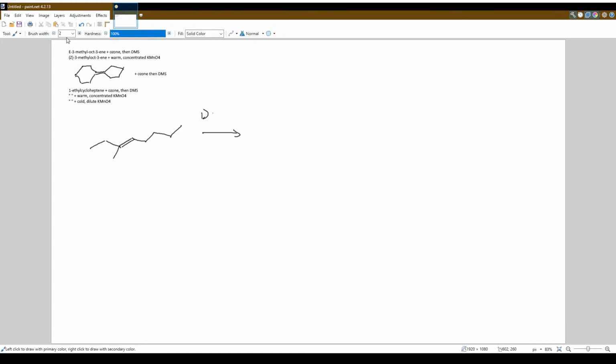Plus ozone, then DMS. And we're going to be slicing this here, so we should get this, and I'll just say butyl. 1, 2, 3, 4. Yep. Okay. And then Z version. Right. 1, 2, 3, 4, 5, 6, 7, 8. Okay.